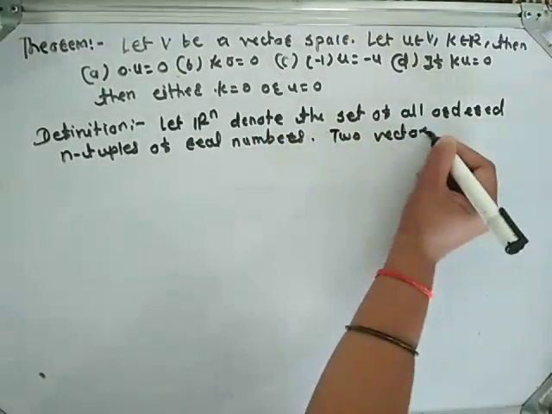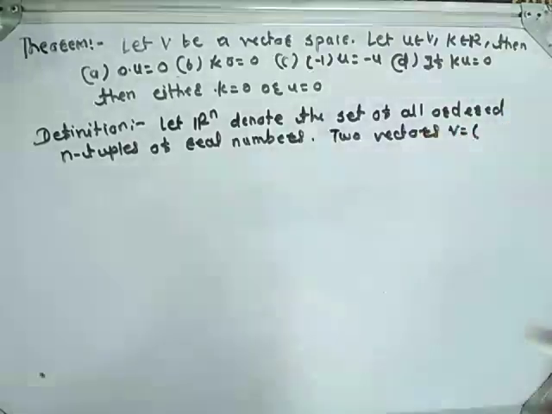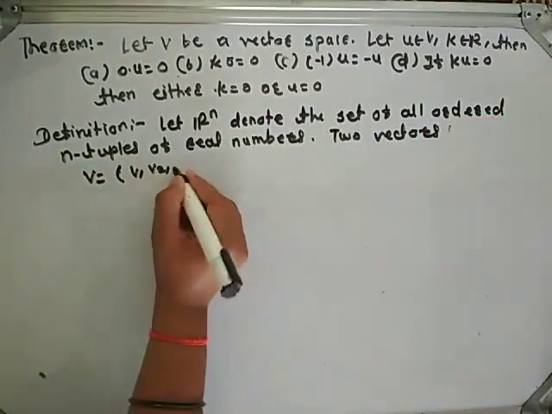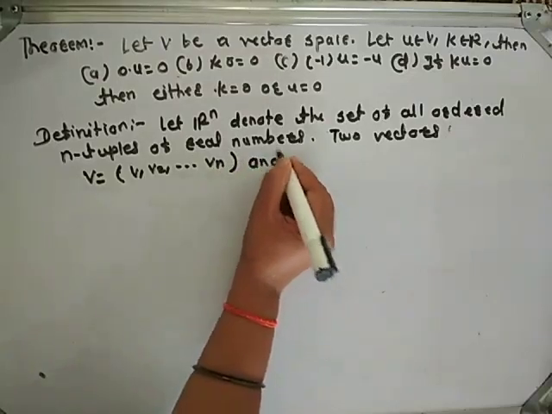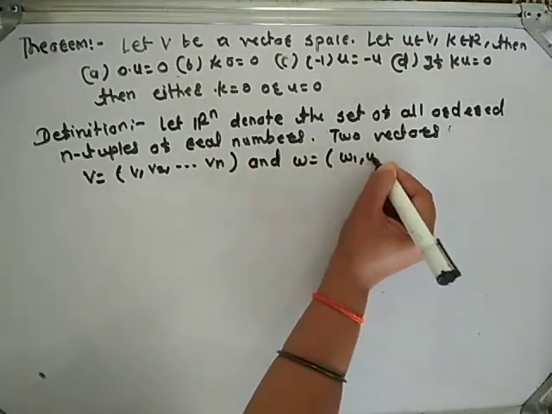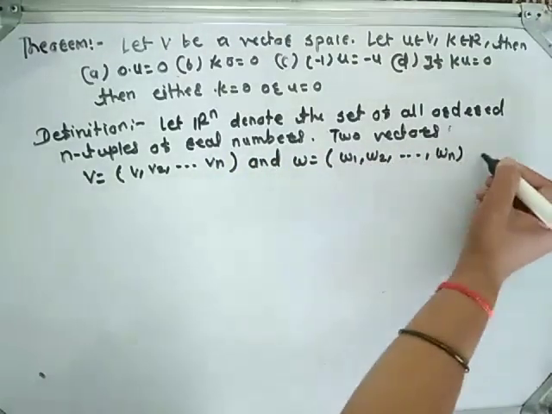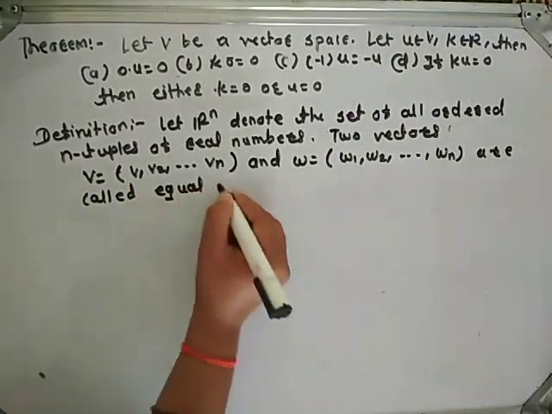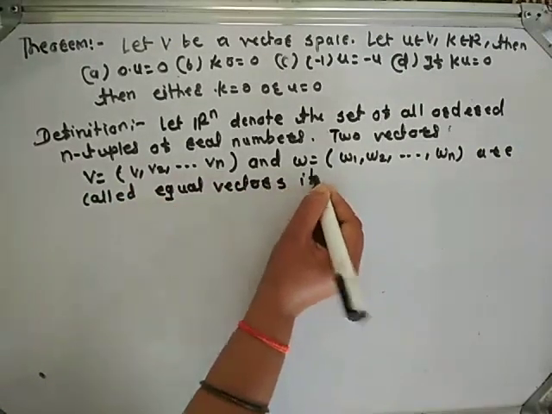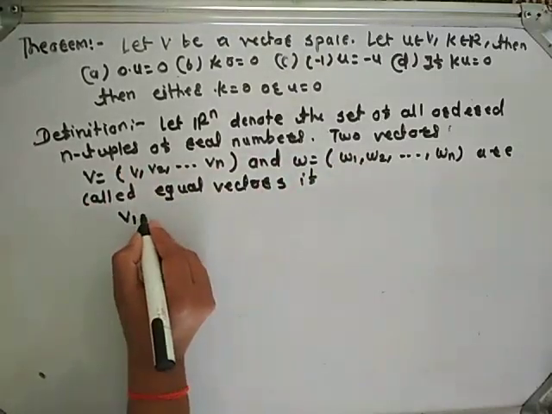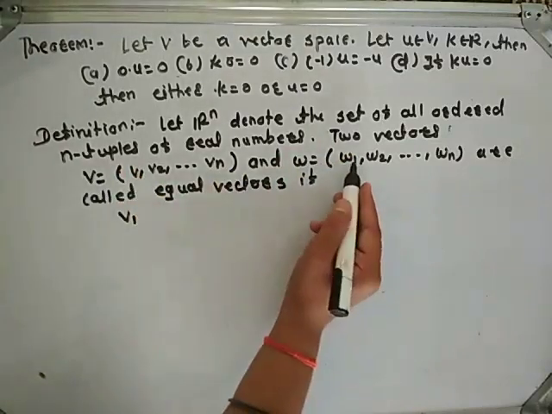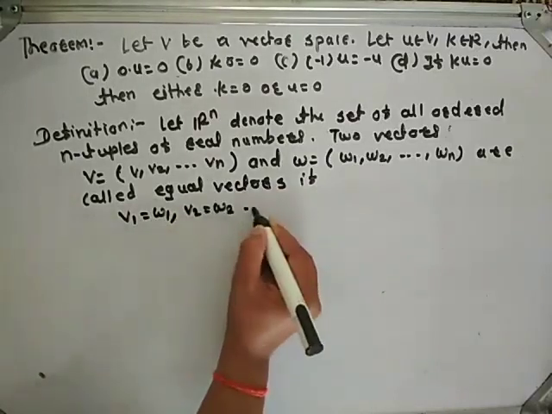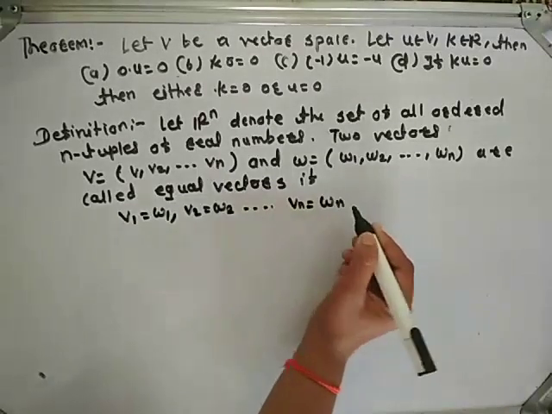Two vectors v = (v1, v2, and so on up to vn) and w = (w1, w2, and so on up to wn) are called equal vectors if the first component of v equals the first component of w, that is v1 = w1, v2 = w2, and so on up to vn = wn.